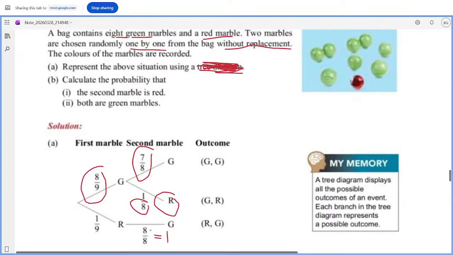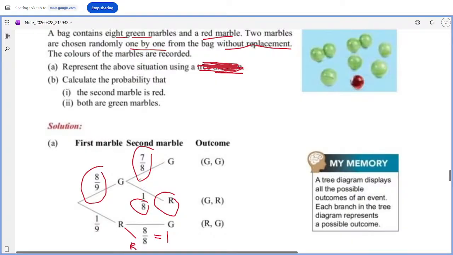Means 100% you will get a green marble. Common sense, right guys? Because you already chose the first marble is red, so you got no red marble. No red marble means 8 green. Confirm you will get green. So it's 100% for the second marble to be green in this case. Okay. Now I ask you guys, why is there no R here? Anyone can tell me? Why over here don't have an R? Why only if the first marble is red, confirm the second one green? Why cannot be red again? This one is logic, guys.